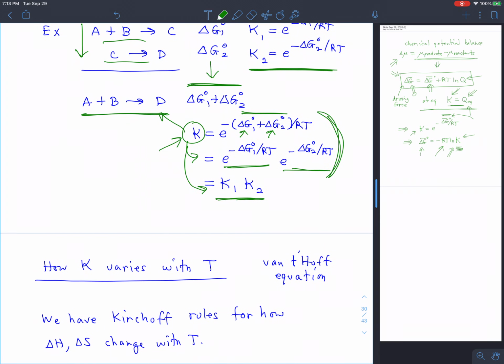I don't recommend that. It's a little bit of a roundabout and unintuitive way to get an equilibrium constant. It's better just to use the rules, but you could do it.